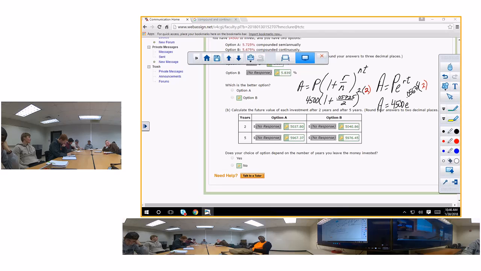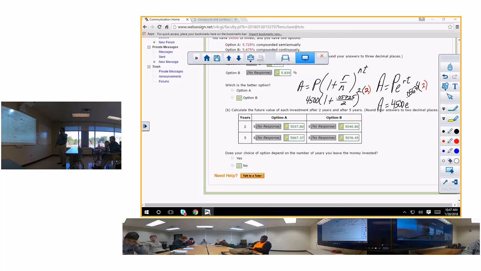Now, basically, what they're trying to get you to understand is that continuous interest and regular compounded interest really don't make what?